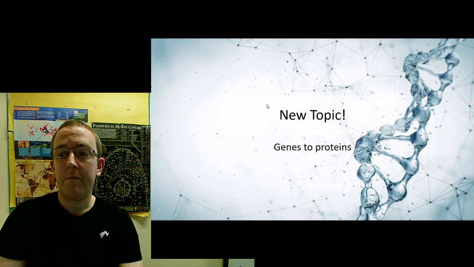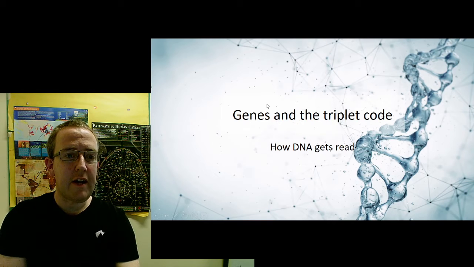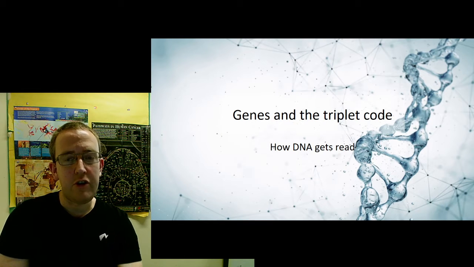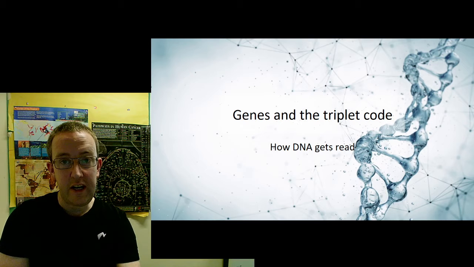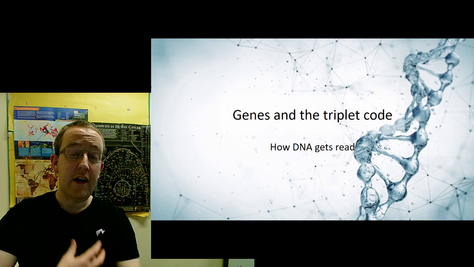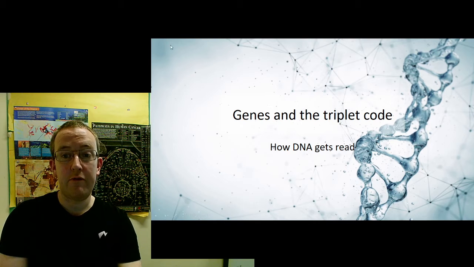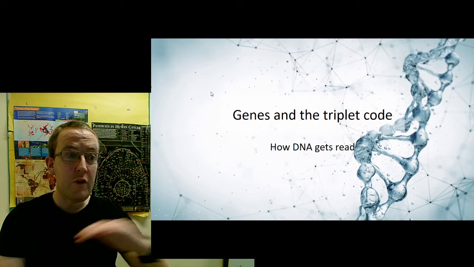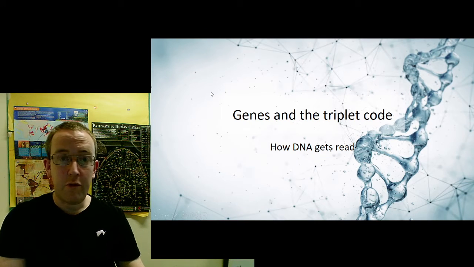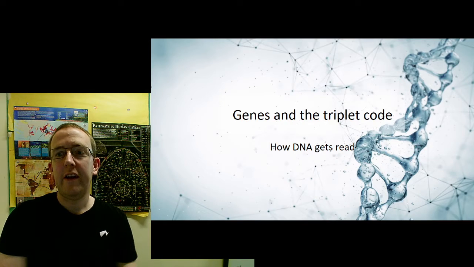So, the first lesson in this is genes and the triplet code. So a little bit more information on how DNA actually gets read. So how DNA is deciphered, decoded by various proteins and by the ribosomes. Okay, and this is a bit of an overview style lesson. We're going to skim over a few things that we then loop back to later in the topic.